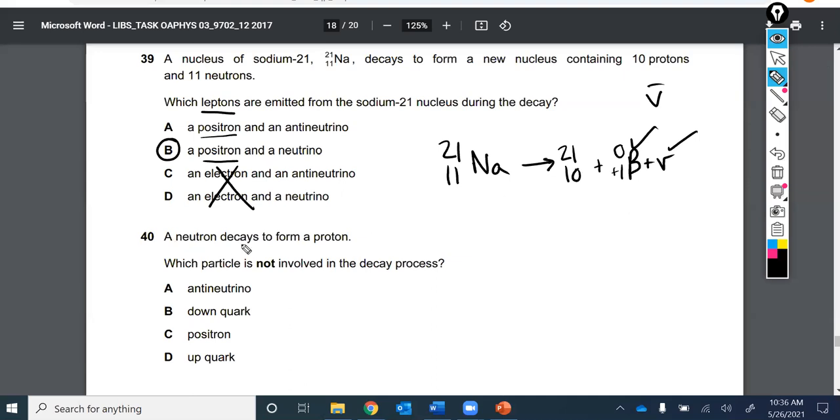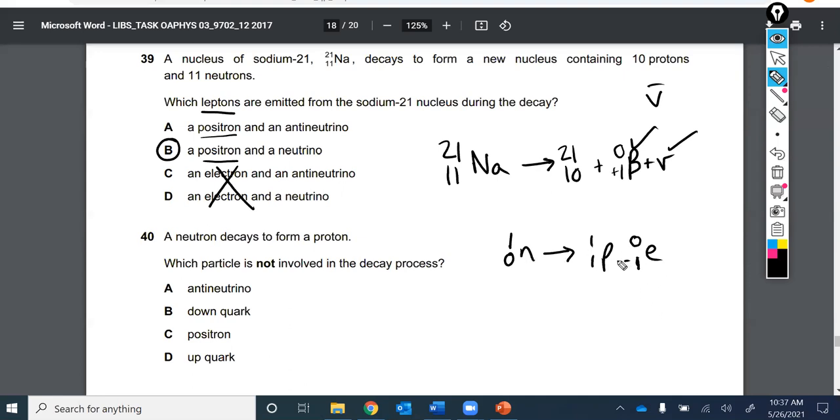Question 40 says, a neutron decays to form a proton. Which particle is not involved in the decay process? Let's just write it out. A neutron, so that's a nucleon, but it's not a proton. Neutron decays to form a proton. Mathematically, what do I add to 1 to make it 0? I've got to add -1. 1 minus 1 is 0. This is already balanced, the nucleon number. So what is something that is not in the nucleus, not a nucleon, and has a charge of -1? That's a good old electron.